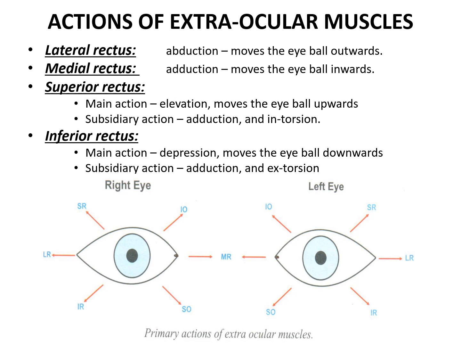Inferior rectus also has three functions. As I have already told you, this is just repetition, the main action of the inferior rectus is depression, moves the eyeball downwards, and the subsidiary actions are adduction, eyeball moves inward, and extorsion, the 12 o'clock moves outward.